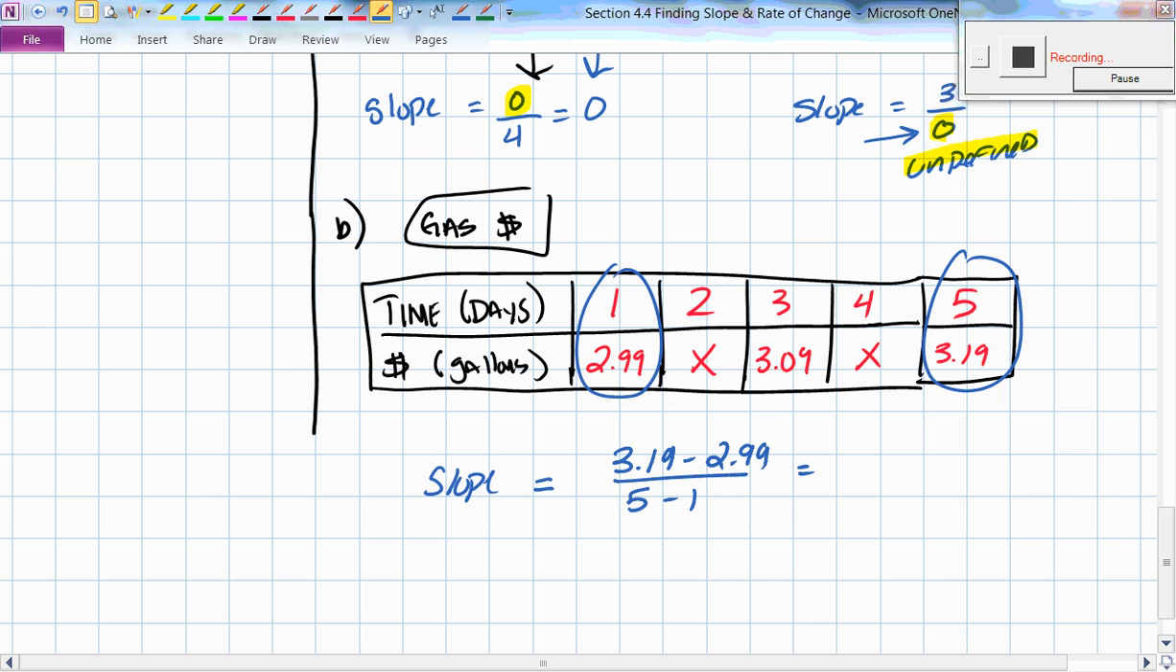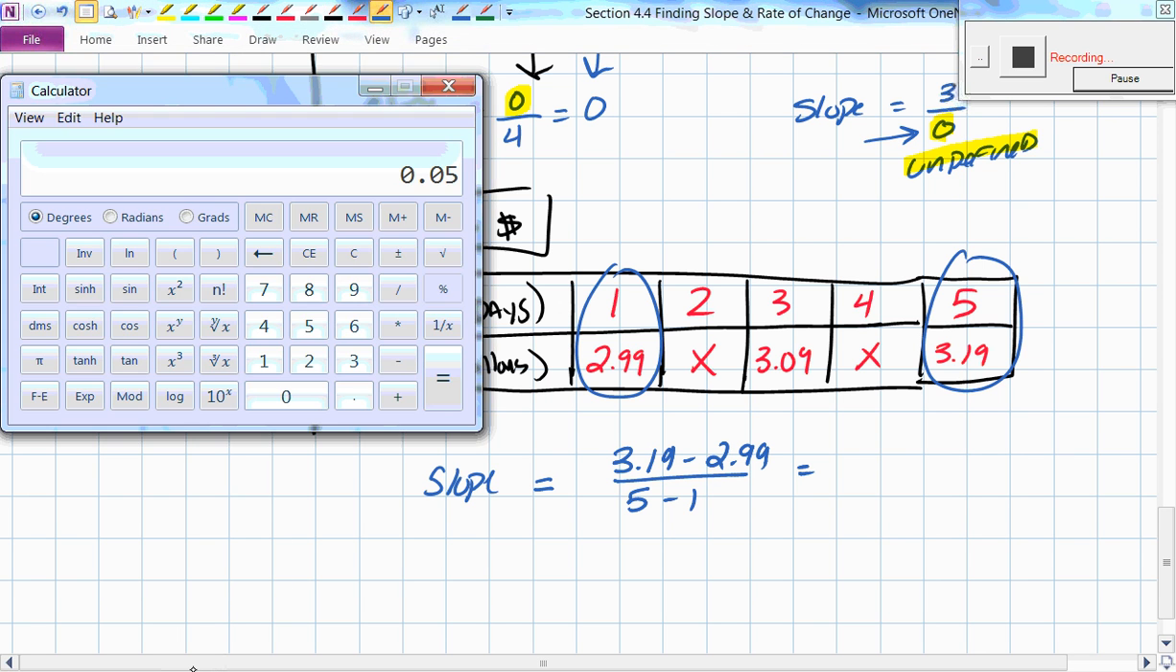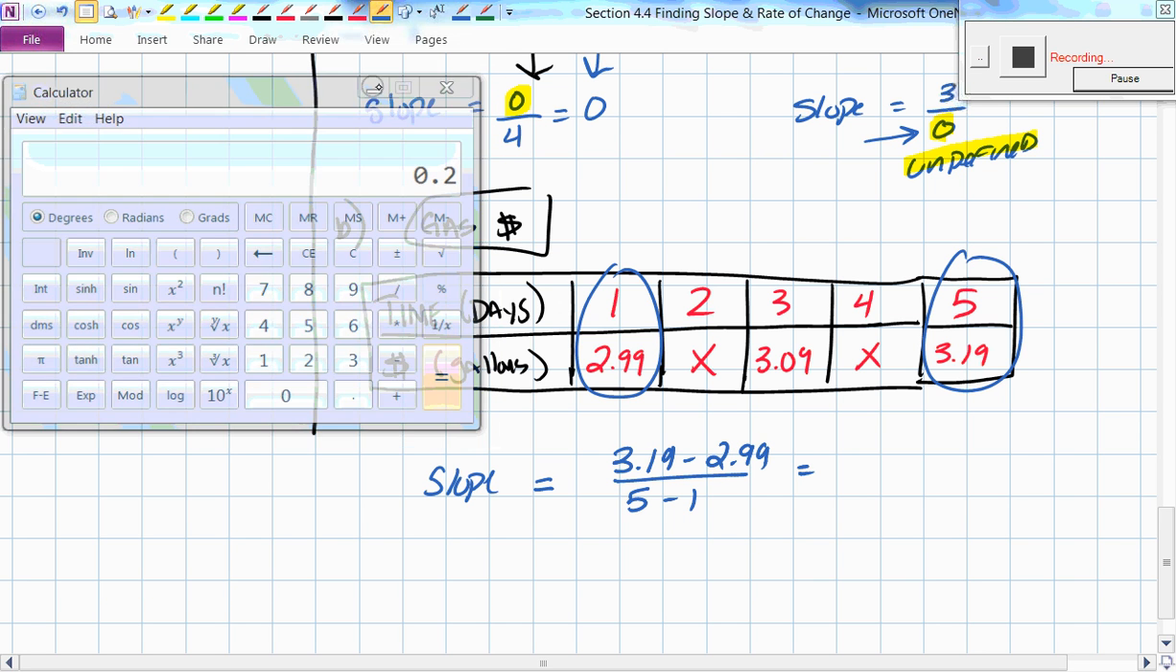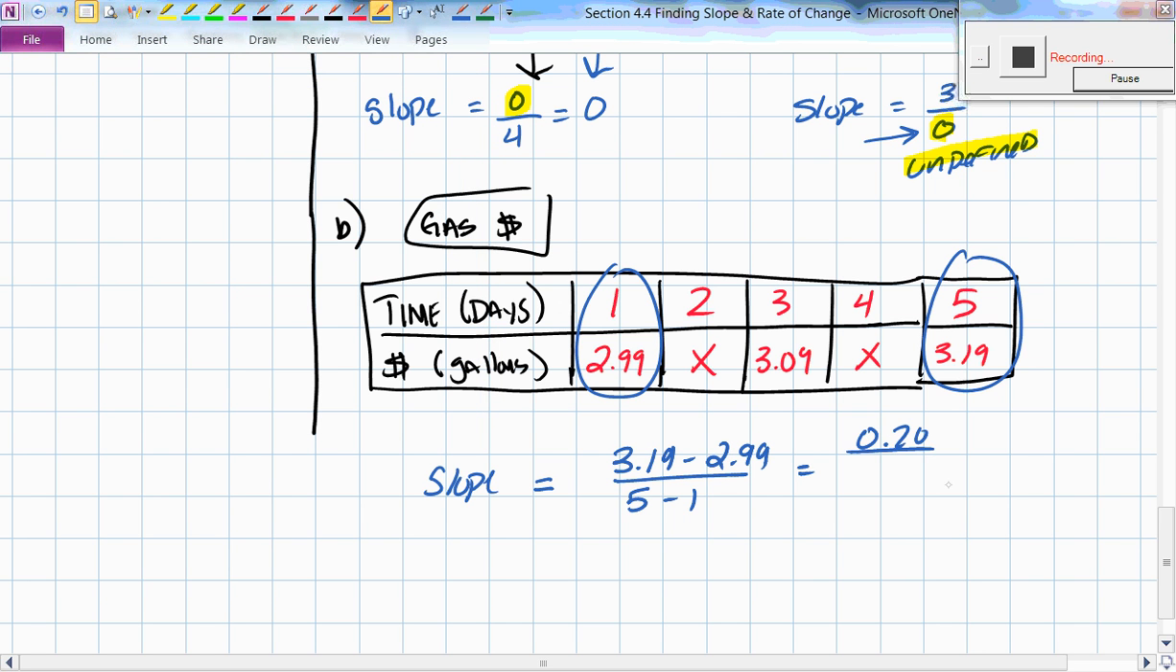What's 319 subtract 299? How much would that be? $3.19 minus $2.99? Nope. Nope. $4. Okay, here you go. You work at a store. Here you go. $3.19 minus $2.99 is 20 cents. Okay. So 20 cents. How many days is that? How many days? 4 days. Good.